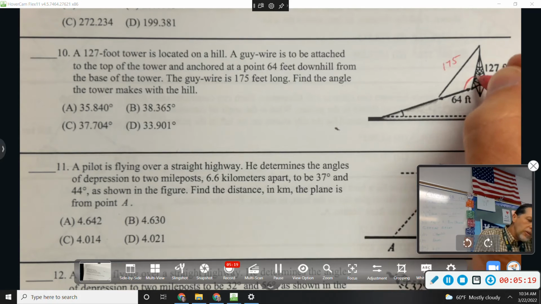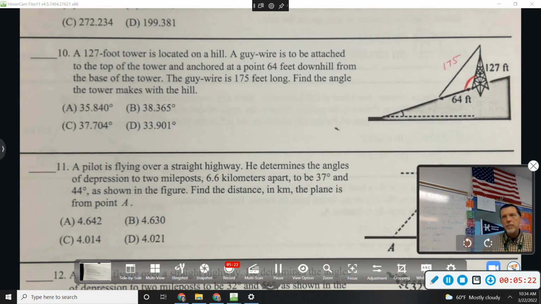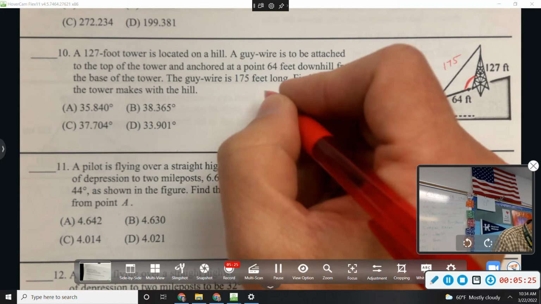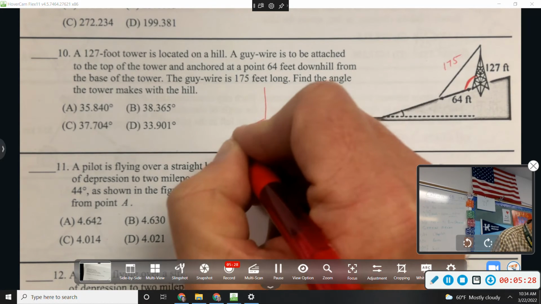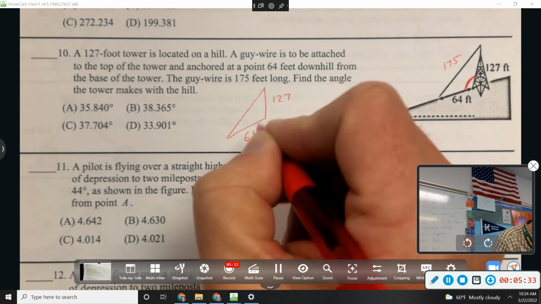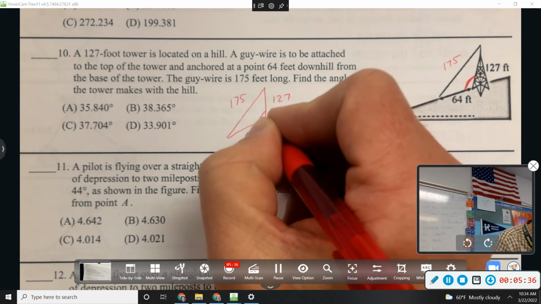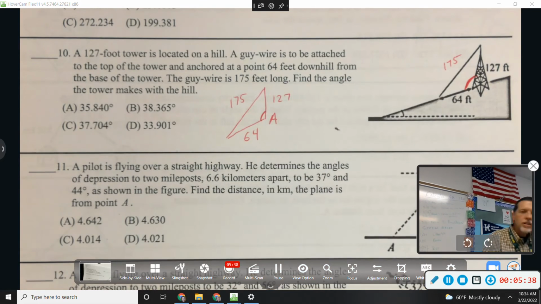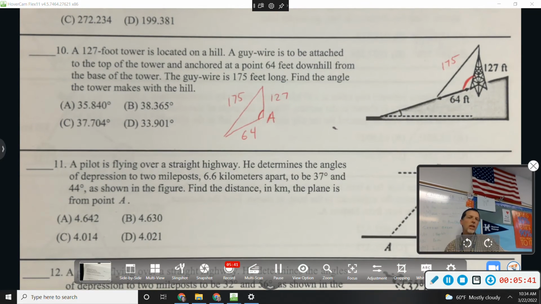So I think the tower and the hill would be that angle right there. So it might be helpful to just redraw the triangle without all the extra stuff on there. And there's the angle I'm looking for. I'll call it A, just because it doesn't have a name. So what law would be helpful here? Cosines, because I definitely do not have any angle side pairs because I don't have any angles. Or it's side, side, side, so that makes it law of cosines.